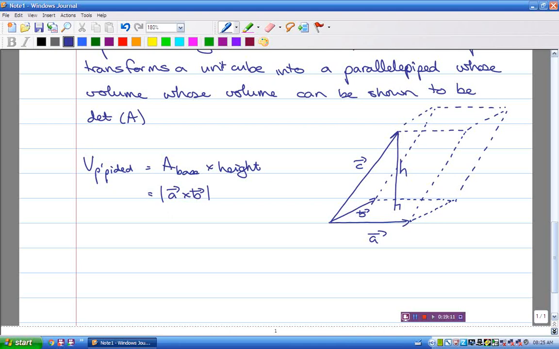Any 2 non-parallel vectors can be used to describe a parallelogram, and the area of that parallelogram is the modulus of the cross product of those 2 vectors. Isn't maths awesome? Maths is just so awesome. Yes, it is. It's absolutely awesome.